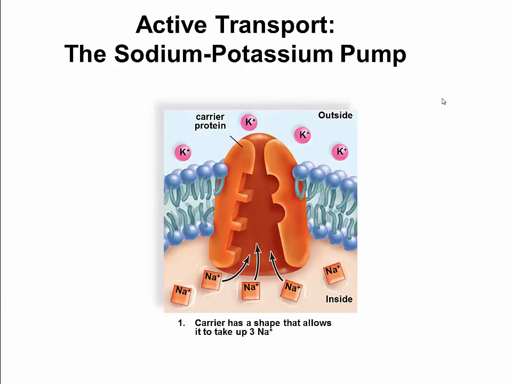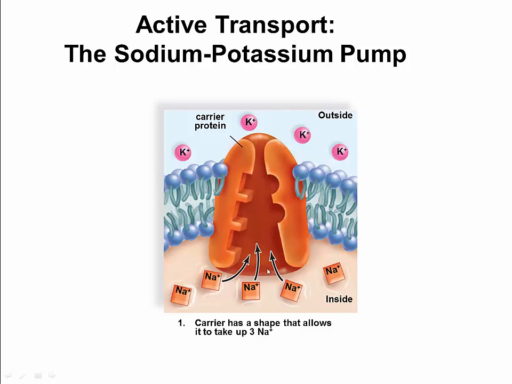Now we have an example of active transport. In the case of active transport, as you know, we're pumping things from an area of low concentration to high concentration, and so it does require energy. One of the most prominent examples in the body of active transport is the sodium-potassium pump. In this pump, we have a carrier protein, and the carrier protein has 3 binding sites for sodium on this side and 2 binding sites for potassium on this side.